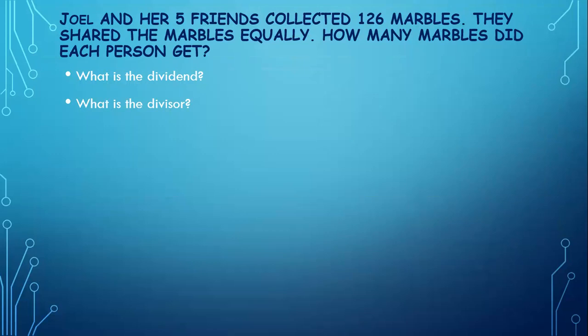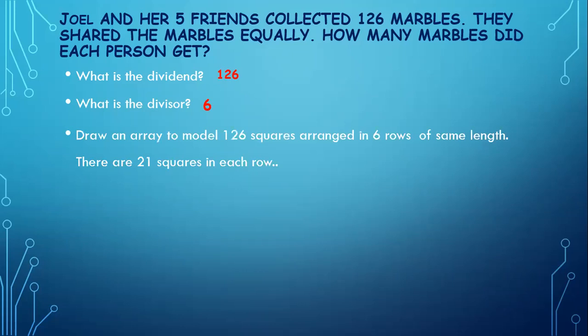So what is the dividend? The dividend will be 126. And what is the divisor? Jewel and her 5 friends. That means 5 plus 1, 6 will be the divisor. Now they shared 126 marbles, and how many marbles did each person get? So you know you have to divide 126 by 6.